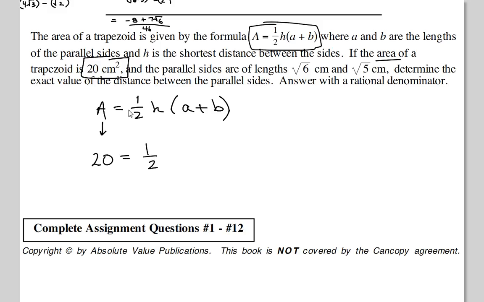What else did they give us? The parallel sides are root 6 and root 5. And then they're asking us probably to find H. Okay, so root 6 plus root 5. Okay, an exercise in algebra.